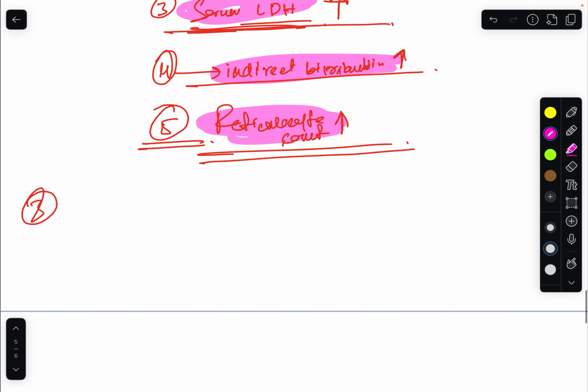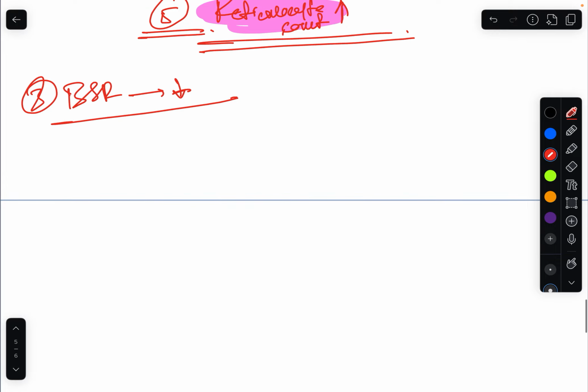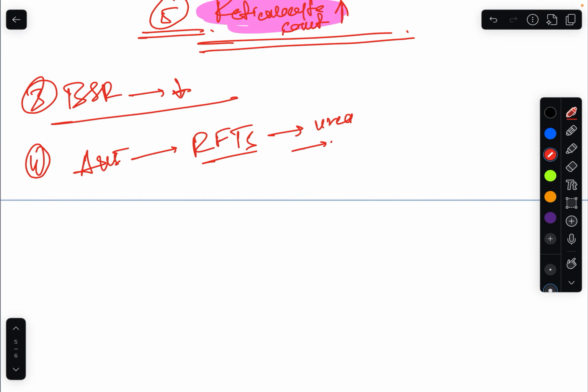So the next investigation is blood sugar. It will be low if the patient has developed severe malaria. If there is uncomplicated malaria, then blood sugar will be normal. It will only be low in severe malaria, but we will check to know whether it's uncomplicated or severe malaria. Fourth is markers of AKI. So we will perform renal function tests, measuring urea and creatinine.